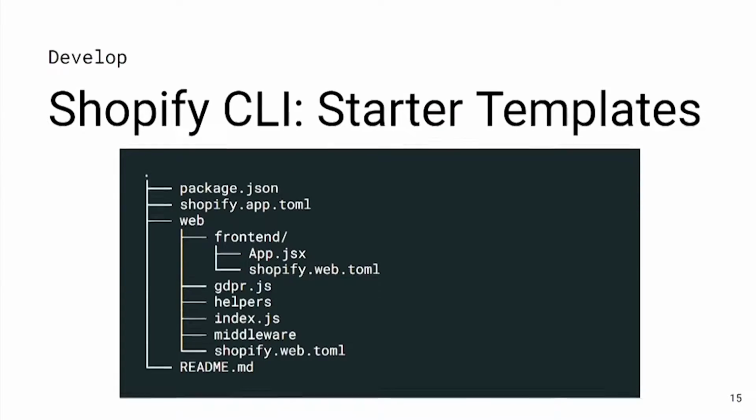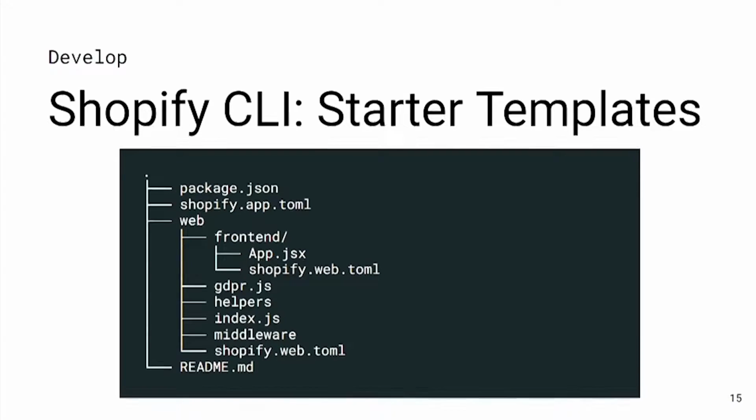The first update I'd like to talk about is the fact that Shopify CLI is not installed as a global package. It is actually a dependency of your app. This means that you can install whatever version of the CLI you would like, and now you can upgrade whenever you choose.